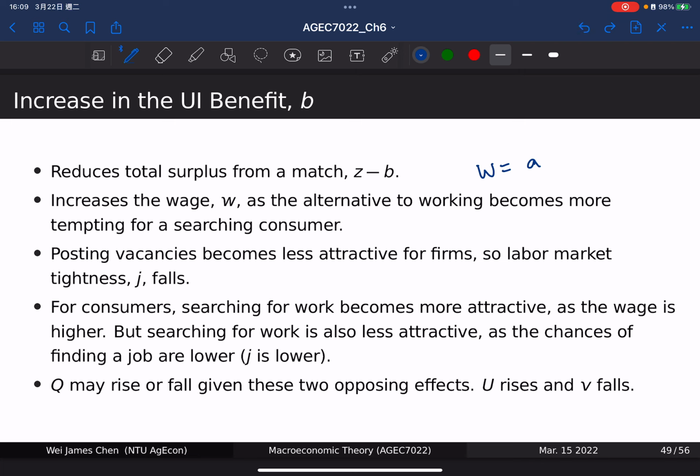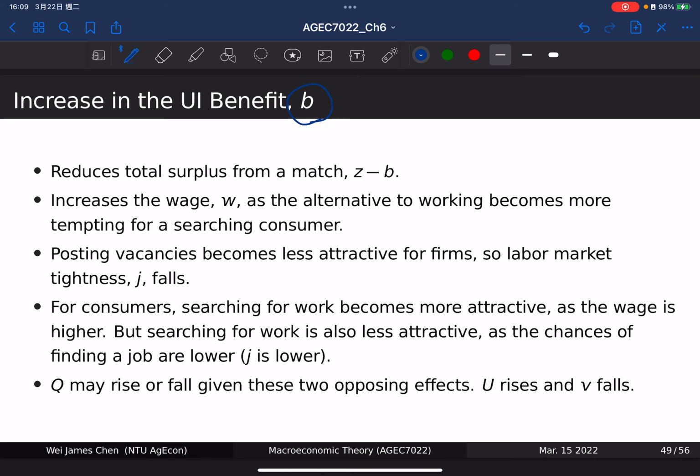Not from, like, see, this is where it is tricky. The intuition is that if the benefit is higher, it must be the case that I need to offer a higher wage, right? Because otherwise, marginally, some people would decide not to work. So the wage must be higher.